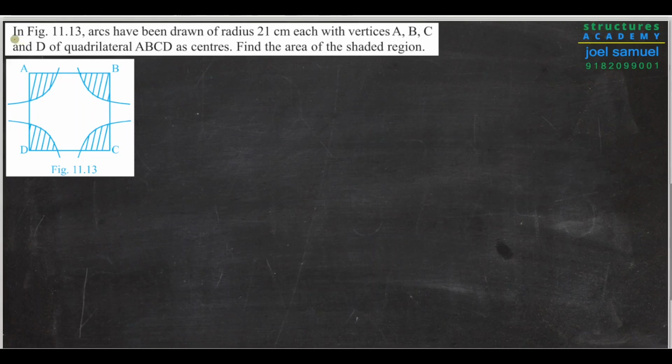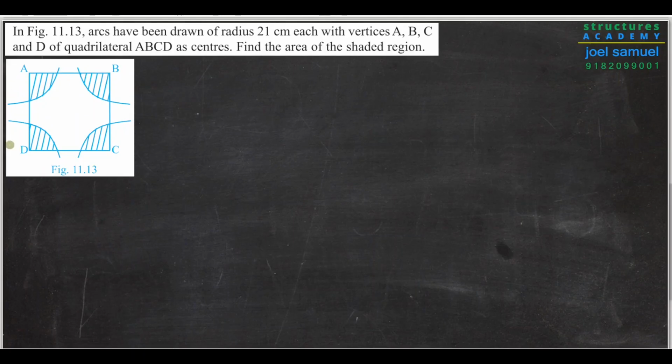Let's read the question. In figure 11.13, arcs have been drawn of radius 21 centimeters each with vertices A, B, C and D of quadrilateral ABCD as centers. Find the area of the shaded region. Now, we are told ABCD is a quadrilateral, but this quadrilateral need not be regular, which means these angles need not be 90 degrees. Although the figure appears as a square, there is no reason why you should take it as a square because the question doesn't mention so.